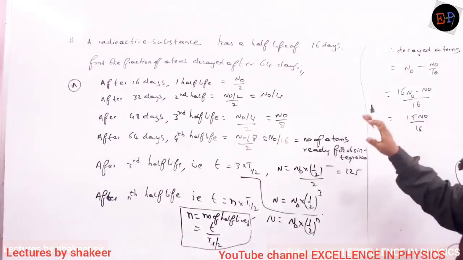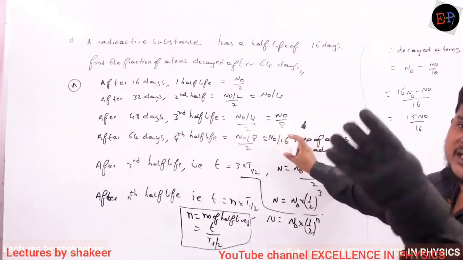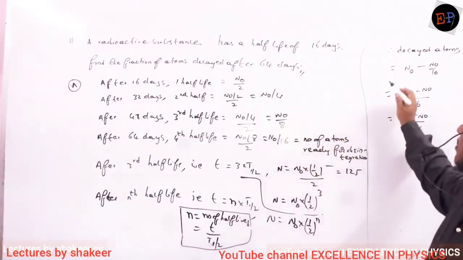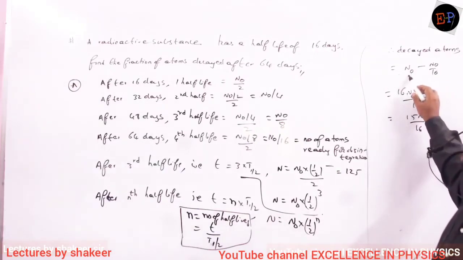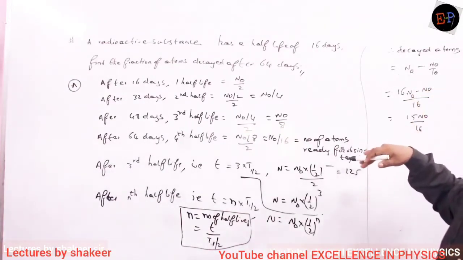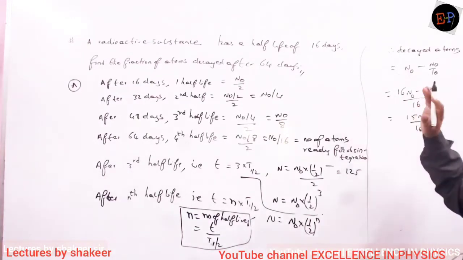Right? Out of the total atoms, these many atoms are present for disintegration. All the remaining atoms have disintegrated. What is the initial number of atoms? N0. How many atoms are present? N0 by 16. So if you subtract from the original number, you get the decayed atoms. So how many atoms have decayed? 15 N0 by 16 atoms have decayed.